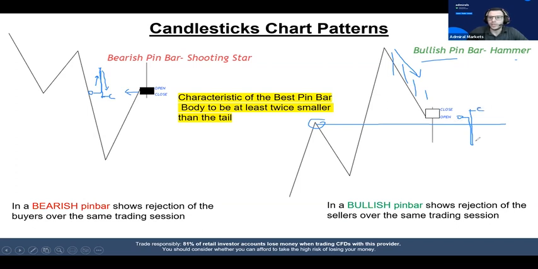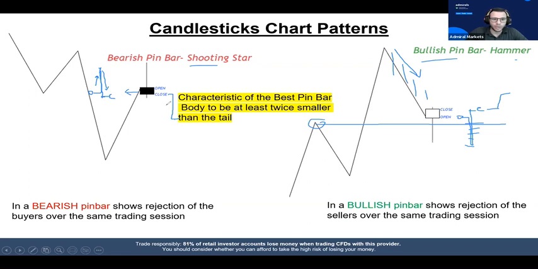So this shows that the lower prices are rejected and the buyers are in control. So someone expects that the next candle after this bullish pin bar or hammer is going to be a bullish candle. And the same here. Someone expects that the next candle after this bearish pin bar or shooting star is going to be a bearish candle, which is going to open here and close lower than at least where it opens.